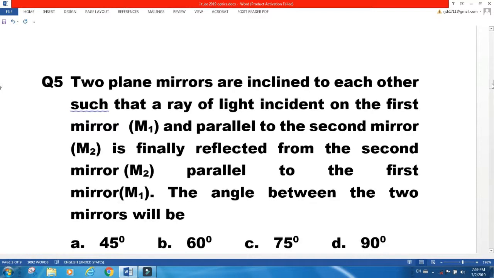Next question: two planes are inclined to each other such that a ray of light incident on the first mirror M1 and parallel to the second mirror is finally reflected from the second mirror parallel to the first mirror. Find the angle between the two mirrors.